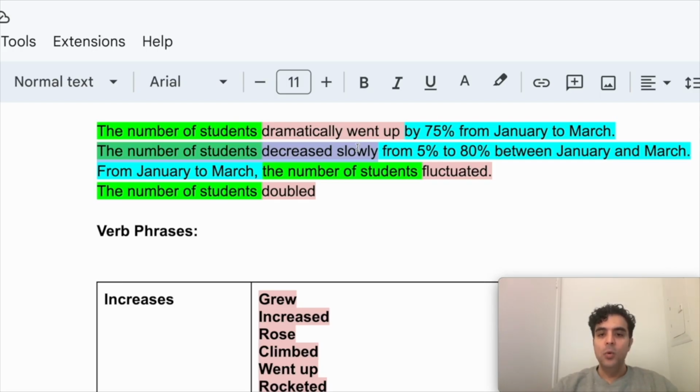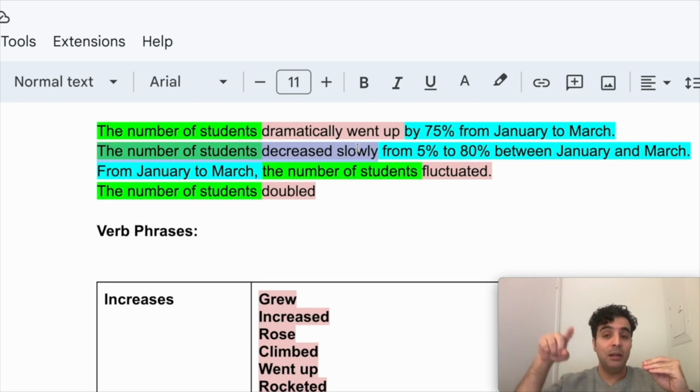Okay, so what else can we change? Well, adverbs of time, we saw, we can move them around. And so we can create differences here. Let's add an adverb of time to the third sentence. Let's see how we can do that. See, it says, from January to March, the number of students fluctuated. But how do we describe fluctuation? Because fluctuation is essentially a variable that starts at a point, goes up and down, up and down, up and down, and then reaches about the same amount.